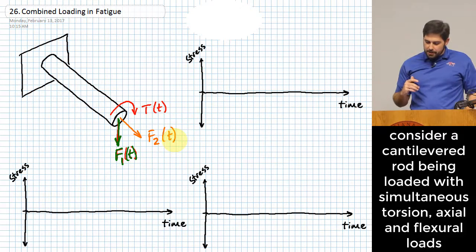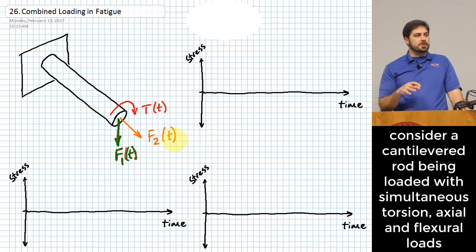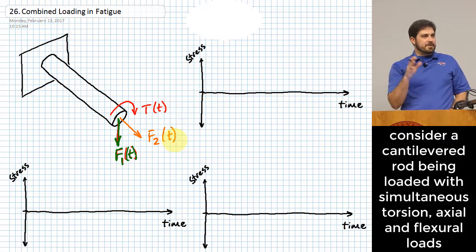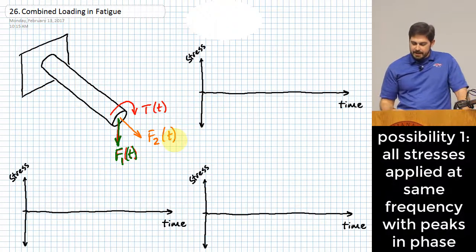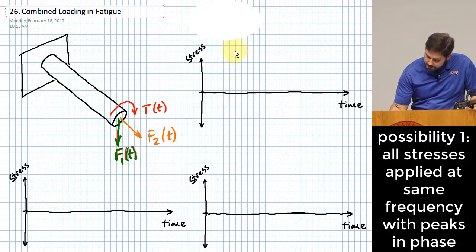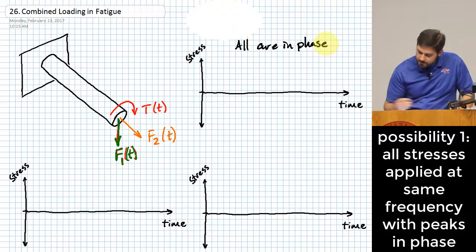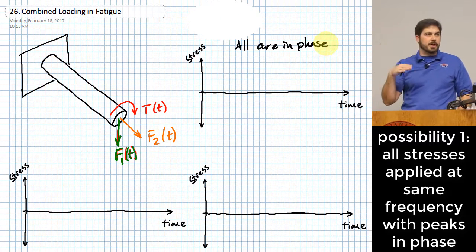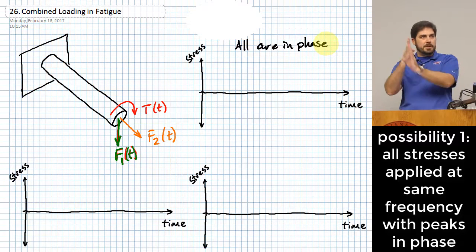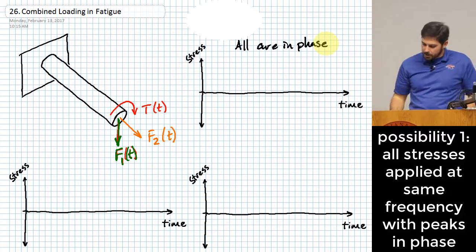Okay? So let's look at what happens as we apply loads on here, and these loads now start to create stress as a function of time. The first possibility I'm going to show you is, what if all loads are in phase, meaning that their maximums and minimums are in phase with one another, right? The maxes line up with each other. Okay, the extrema of the thing line up with one another.